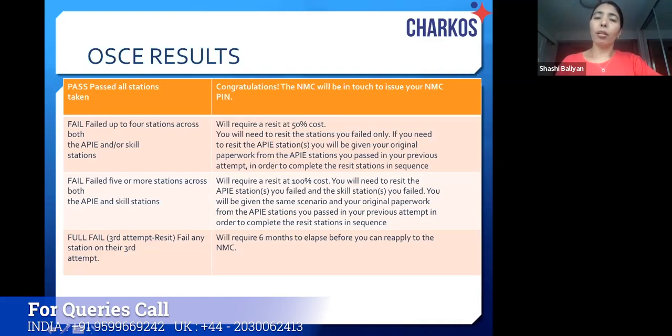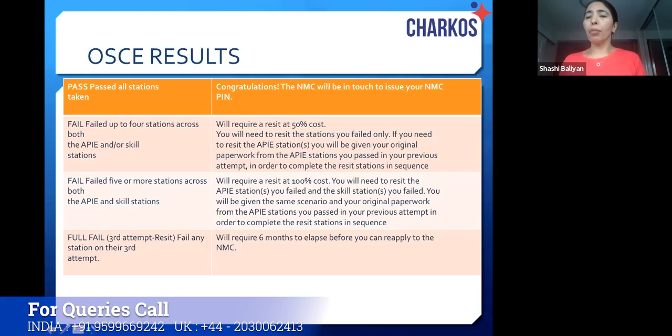The full fee for the exam is £794. So if you are giving a 50% resit, you will need to pay £397 for up to 4 stations. But if you fail 5 stations or more, then you will have to pay 100% fees. And you will get 3 attempts: your first, second, and third attempt.